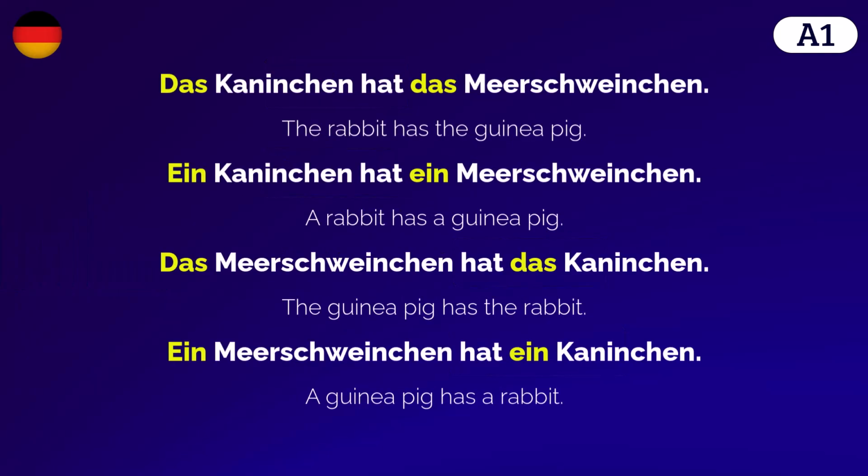Let's now take a look at 2 example sentences where the nouns are neuter words. Das Kaninchen hat das Meerschweinchen. Ein Kaninchen hat ein Meerschweinchen. Das Meerschweinchen hat das Kaninchen. Ein Meerschweinchen hat ein Kaninchen. Now, both nouns are neuter nouns, and regardless of whether they are used as nominative or accusative cases, the definite article is das, and the indefinite article is ein.